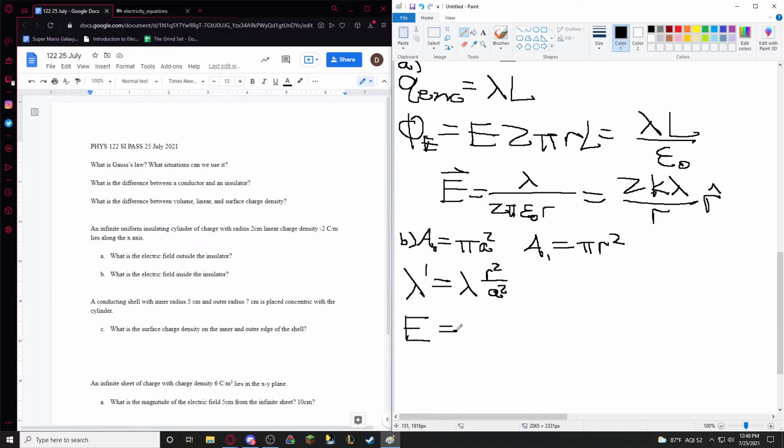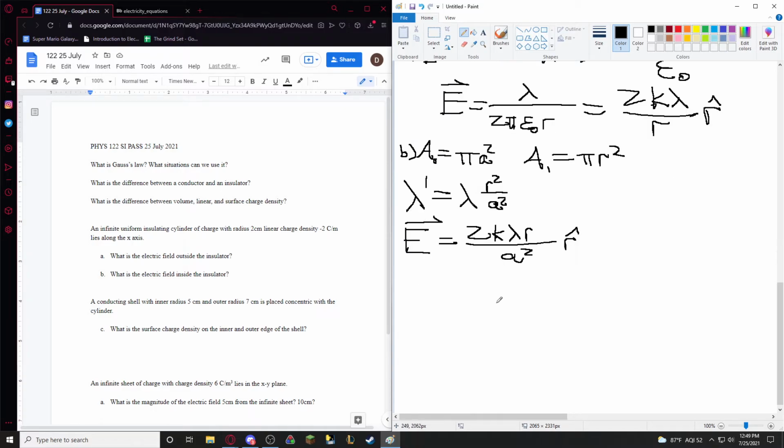2k lambda prime over r. Yep, which then becomes, in terms of the original lambda, 2k lambda r squared over a squared, and then we also divide by another r, right? Oh, okay. So it's just r over a squared. Yep, exactly. That's our electric field. We have 2k lambda r over a squared.